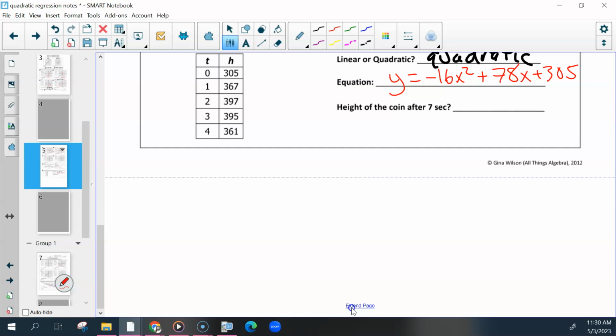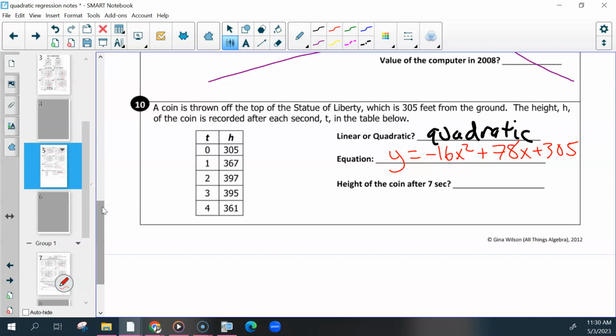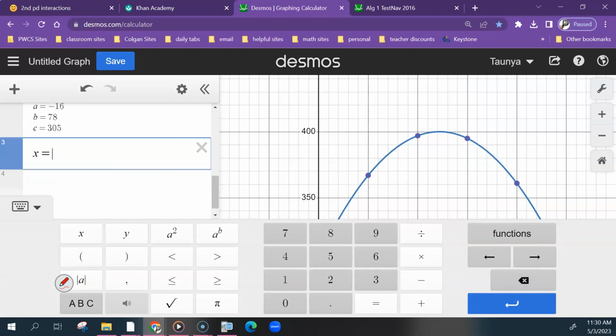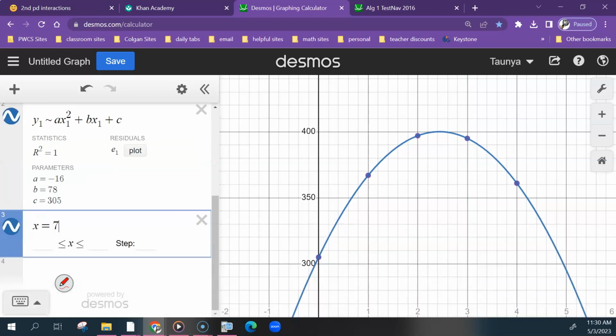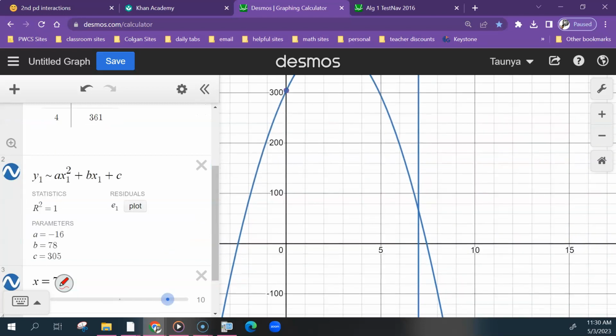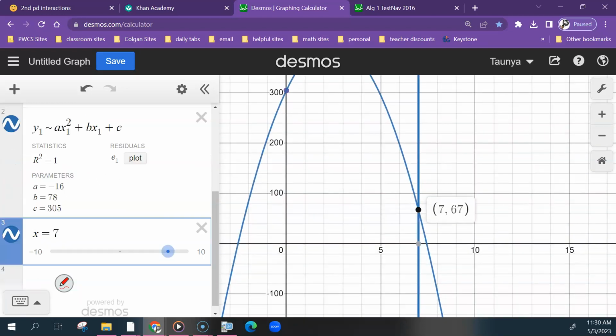Then it doesn't just ask us to find the equation, it also asks us to find the height of the coin after 7 seconds. So t represents the number of seconds, and that looks like your x. So we're looking for when x is 7. So in Desmos, I'm going to make this x equals 7. And look at where those two intersect. 67 feet, yes, feet, would be our answer.